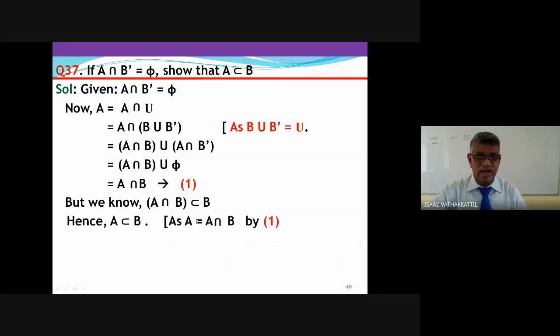Let me pick up another. If A union B equals A intersection B, is it possible? Possible. Show that A is equal to B. If A union B equals A intersection B, show that A equals B. We can write simply. I can even state directly: I will show A subset B, and then I will show B subset A.